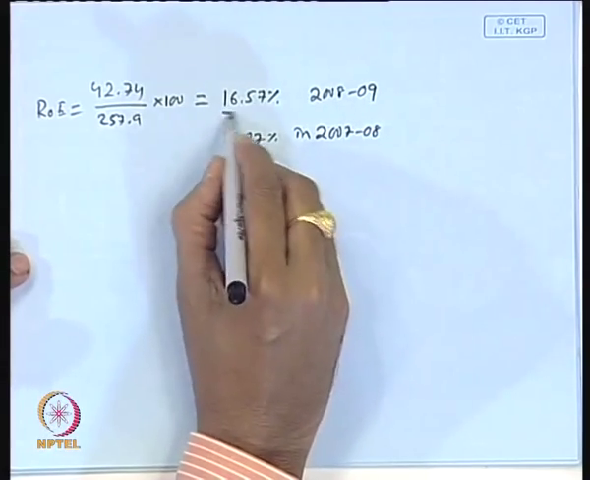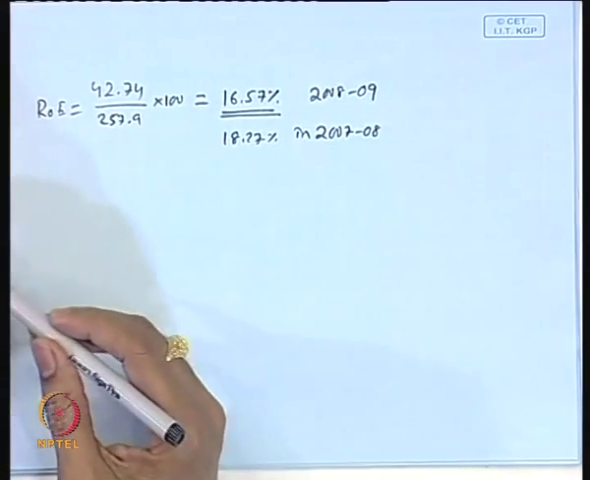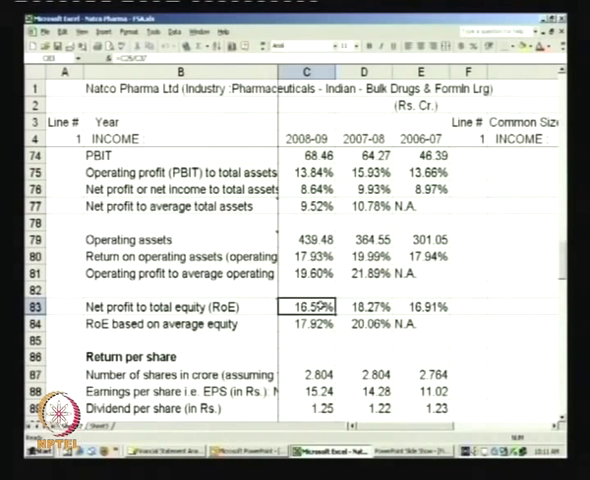So, 16.57% return on equity, which was actually 18.27% in 2007-8, has gone down in 2008-9 to 16.57%, which is obviously not a good sign, that the return on equity of this company has actually declined. But it could be because the company might have raised more equity, or it could be because the profit itself has not gone up substantially in relation to what the equity has moved up.